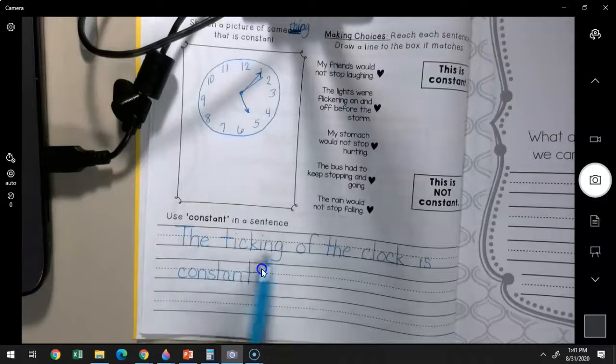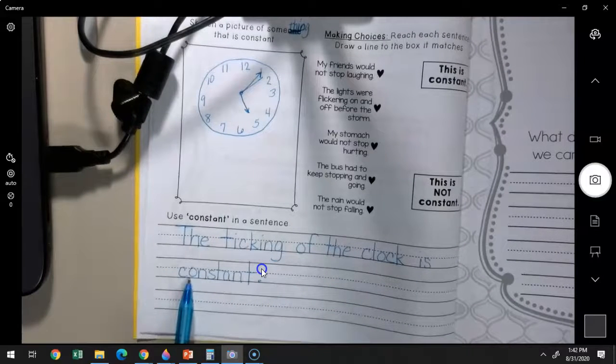Then you're going to take this and you're going to type it into our assignment in Schoology, making sure to use a capital letter at the beginning and a punctuation mark at the end. I have a couple of you that haven't done that, so make sure you're very careful with it. Okay, so that is our video for constant.